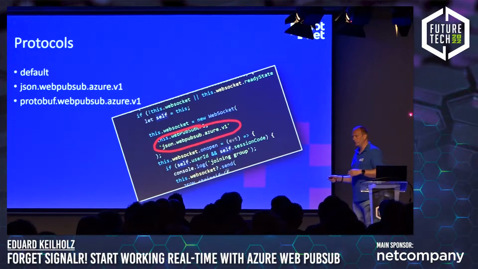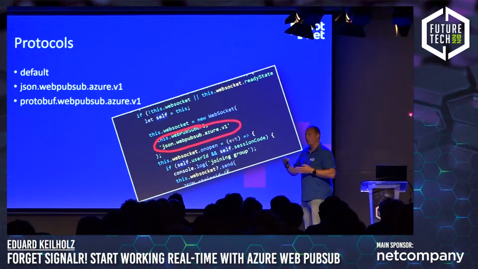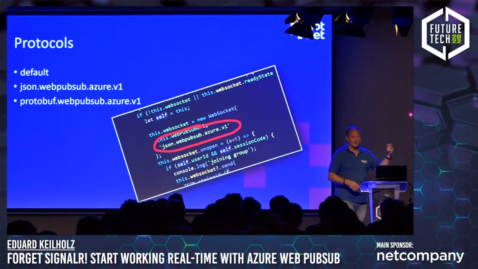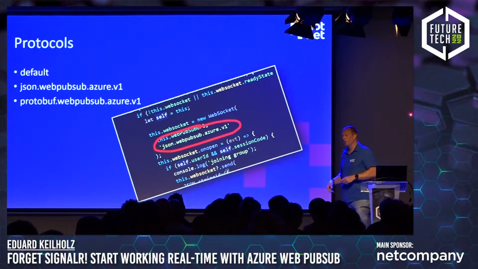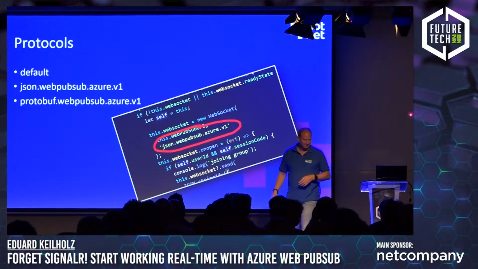Now, for the same connection, you can use, if you like, multiple protocols. So you can mix them up, whatever is suitable for you. One client can connect with a JSON protocol, the other can connect with a protobuf, and you can convert the messages between one another. I wouldn't recommend that, but just saying you can.